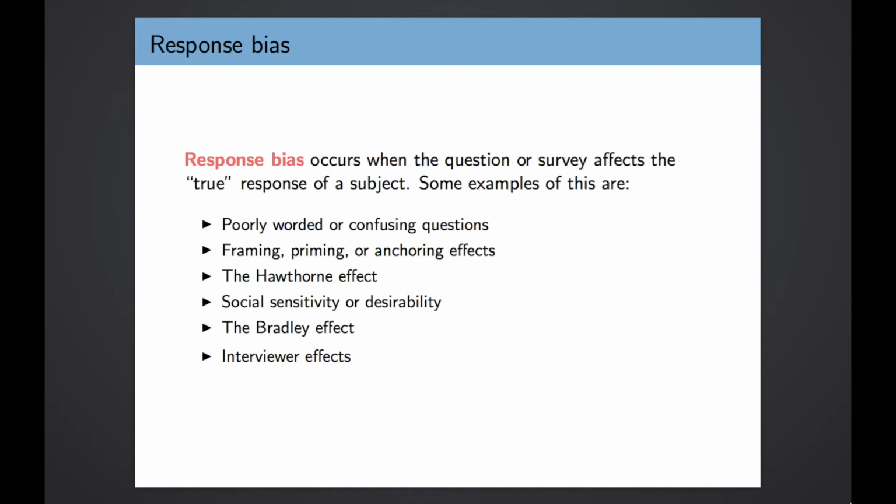Another possible source of response bias is a priming effect. So let's consider an example here to talk about this.